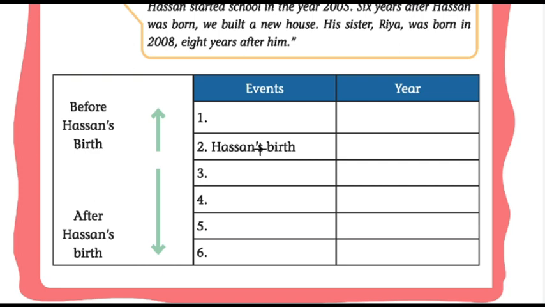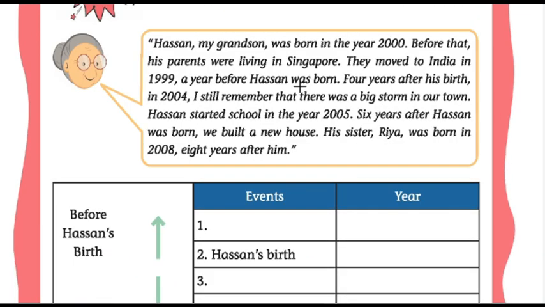The first is Hasan's birth. First the event, next the year. Which year was Hasan born? He was born in 2000, so you have to write 2000 here. So that is the first event. Before that, what had happened? His parents lived in Singapore, then they moved to India. Which year? 1999. You have to fill 1999 in this column.